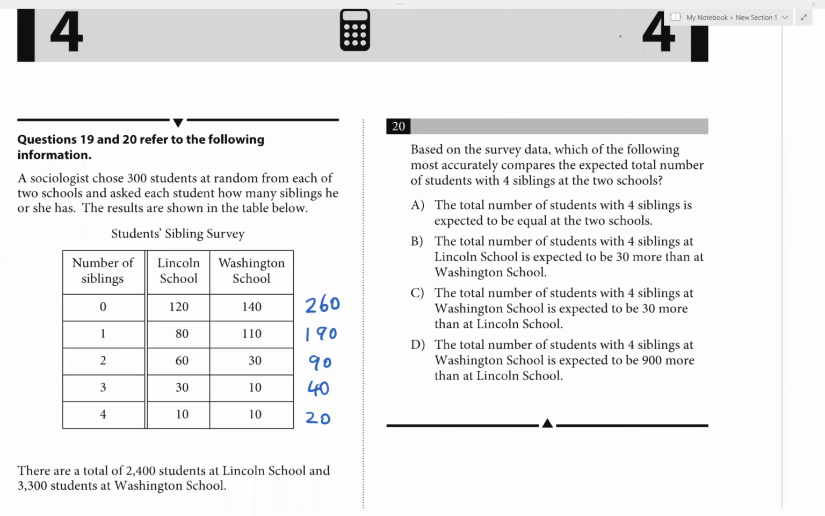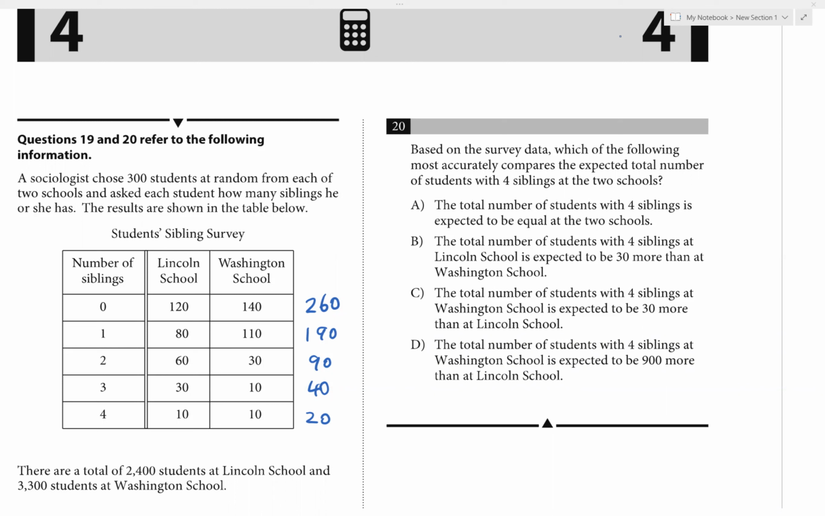And number 20, based on the survey data, which of the following most accurately compares the expected total number of students with 4 siblings at the 2 schools? Okay, so if we look at the answer choices, A says the total numbers with 4 siblings are expected to be equal.